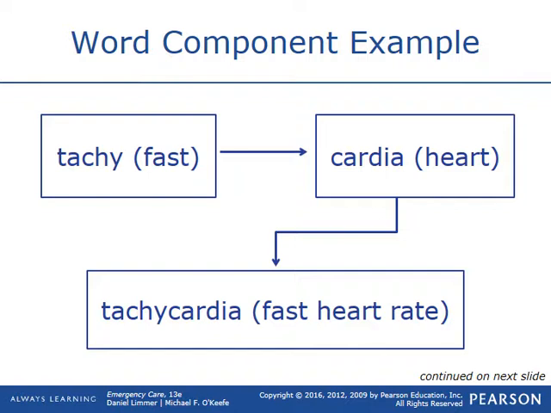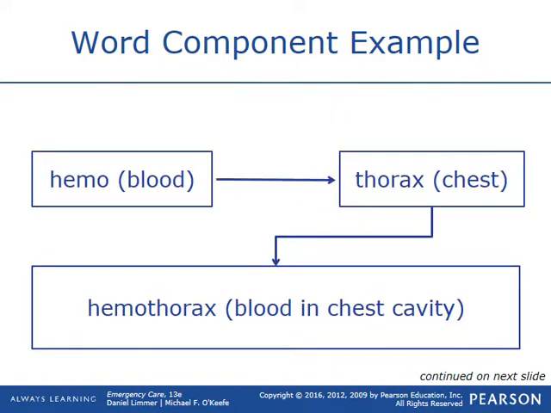So when we look at these examples and combine them all together, we're talking about a prefix, the root word, and a suffix. So tachy, meaning fast, cardia, meaning heart. That gets us tachycardia, a fast heart rate. Hemo, meaning blood, thorax, meaning chest, gives us a hemothorax, meaning that there's blood in the chest cavity.